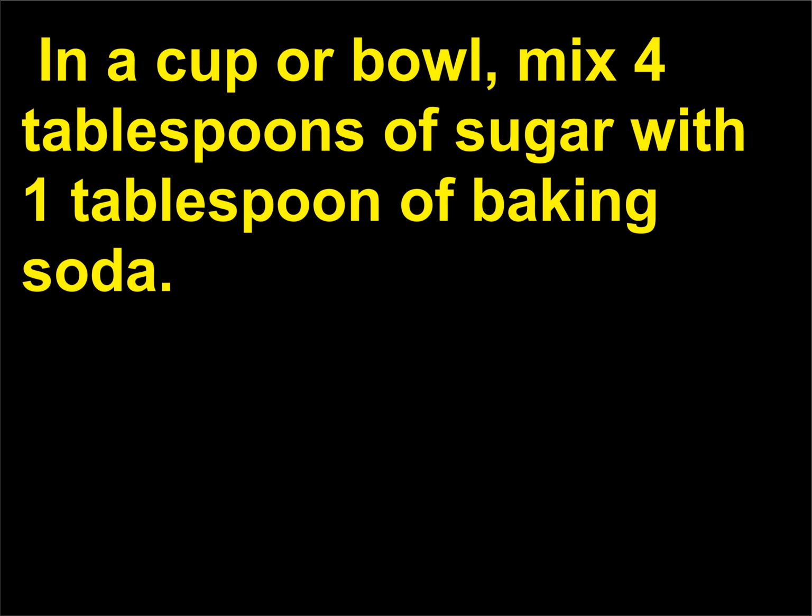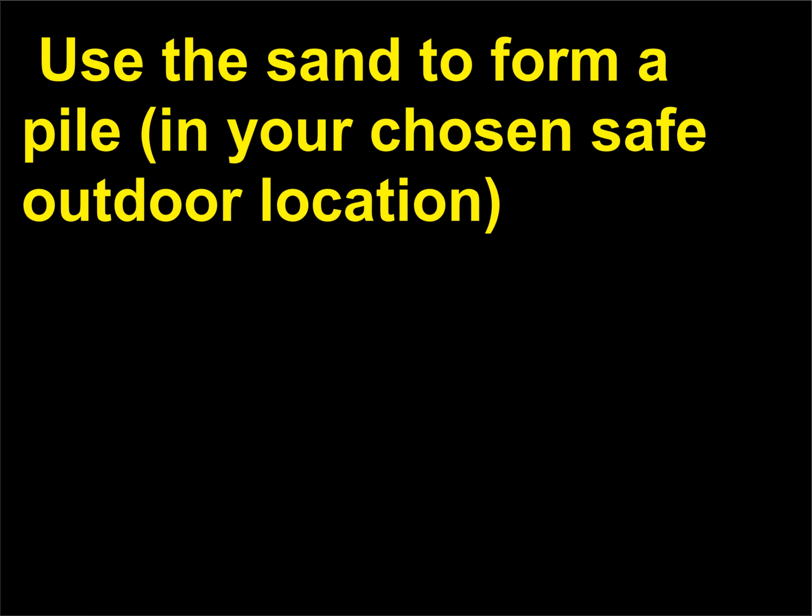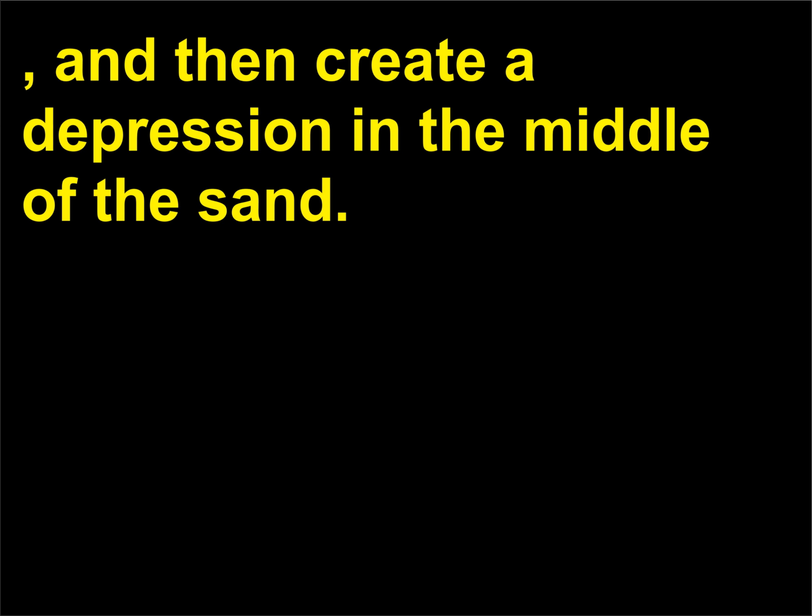In a cup or bowl, mix 4 tablespoons of sugar with 1 tablespoon of baking soda. Use the sand to form a pile in your chosen safe outdoor location, and then create a depression in the middle of the sand. This depression is where you will ignite the black snake firework.